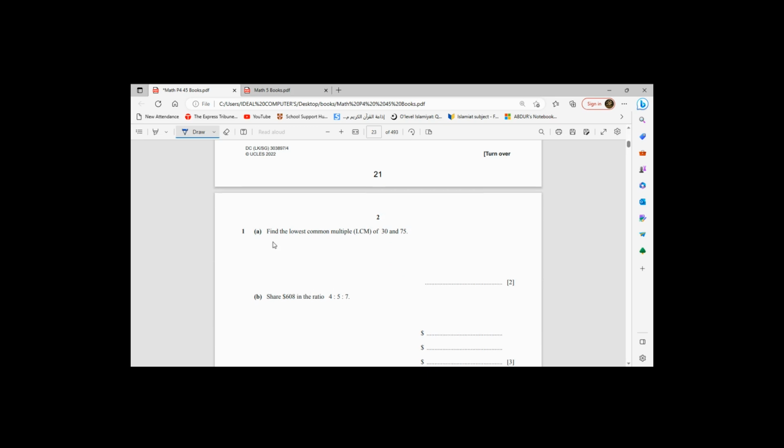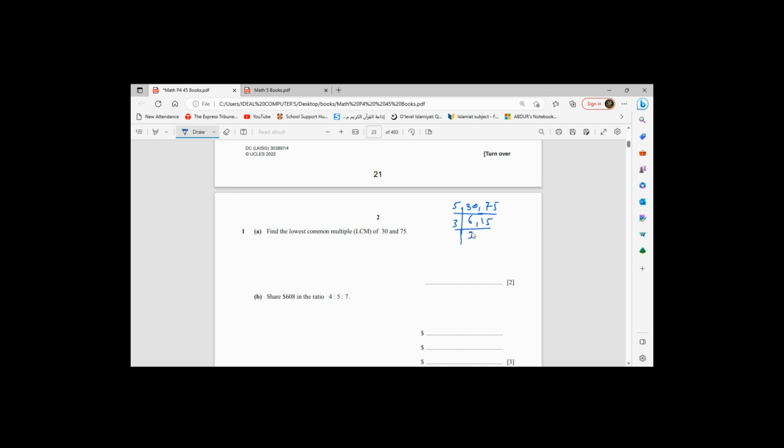Question number 1, A part. Find the lowest common multiple LCM of 30 and 75. So for this, I will use the division method, and for the division method I will write 30 and 75. Now choose a number whose multiples are 30 and 75. So if I start with 5, 5 6s are 30 and 15 5s are 75, then 3 is a number which I can take so that 6 and 15 are both divisible in the table of 3.